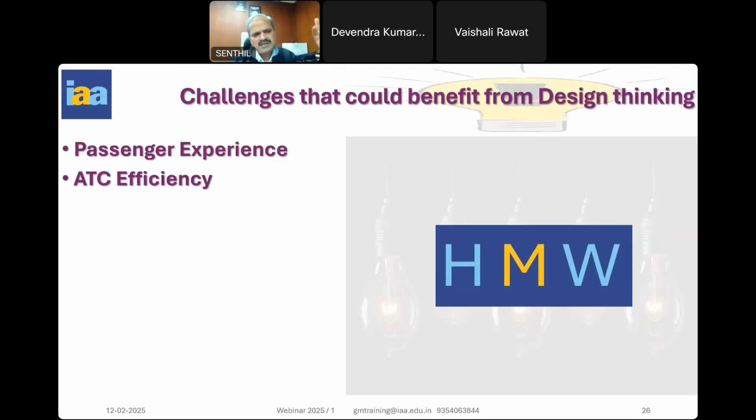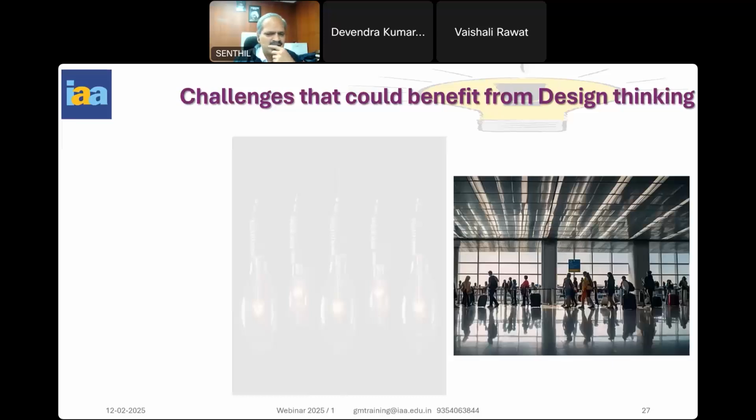There are three major areas where we need to address these challenges. Our major functions are airport development, operation, and then air navigation. So I put these three areas where we find the challenges and how these challenges can be approached in a design thinking way to solve them. Now let me take the first example, passenger experience. I'm not listing too many challenges, just five challenges in each category.